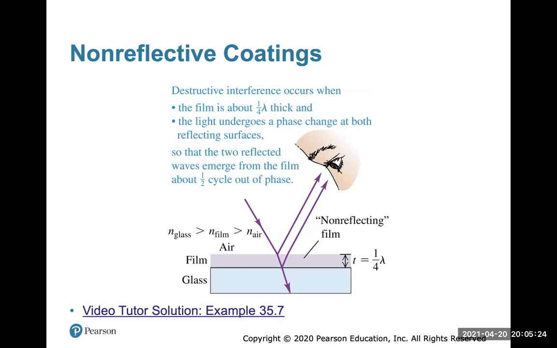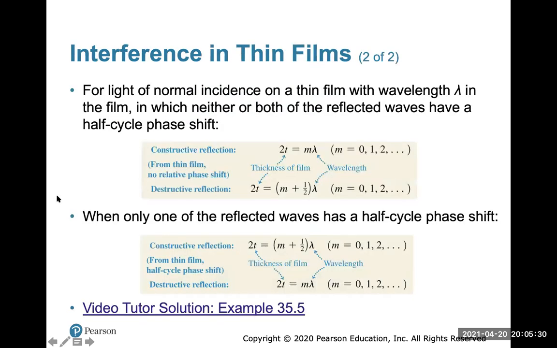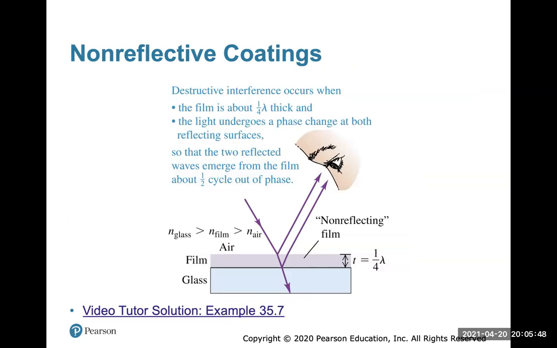then we're in this first box scenario. And if we want destructive interference such that the reflections are minimized, then we want the thickness to be a quarter wavelength. That's the thinnest film in this scenario for which we can achieve non-reflection at the particular wavelength in question.